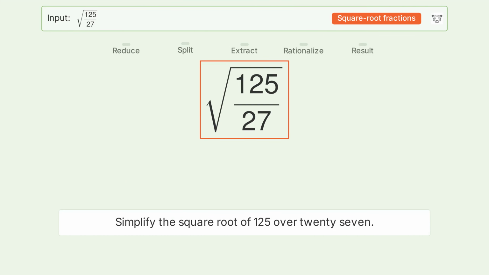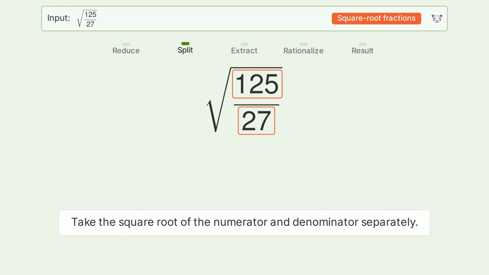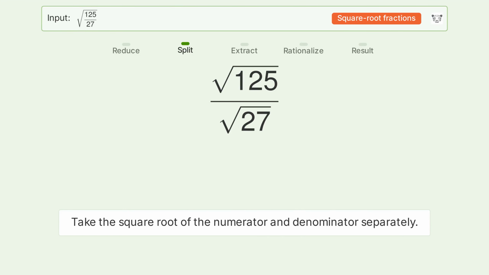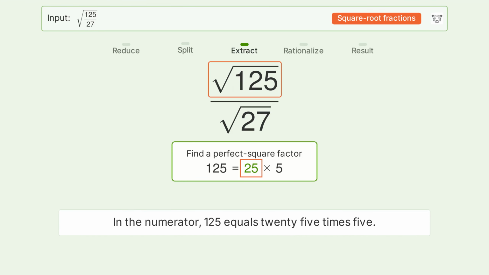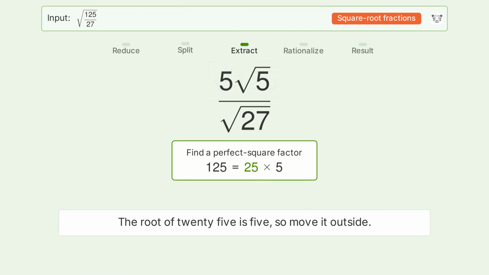Simplify the square root of 125 over 27. Take the square root of the numerator and denominator separately. In the numerator, 125 equals 25 times 5. The root of 25 is 5, so move it outside.